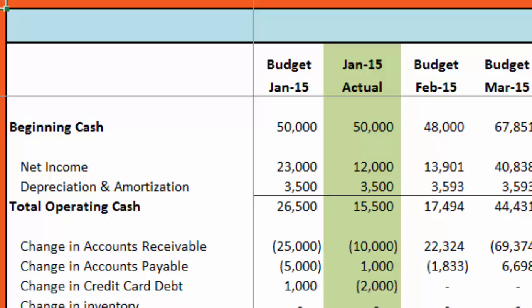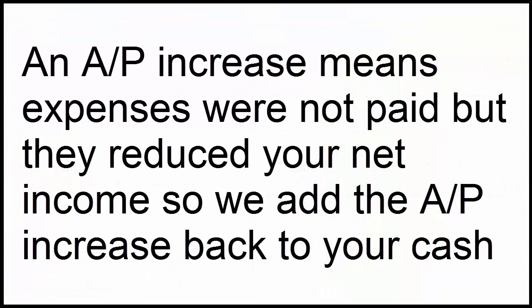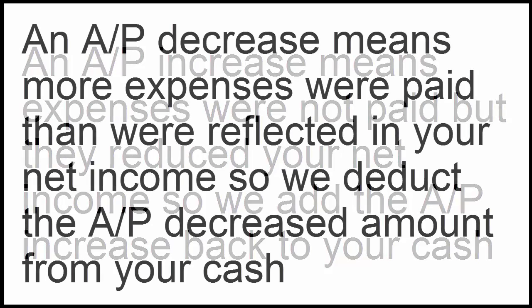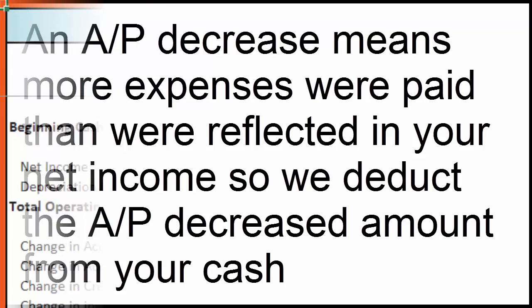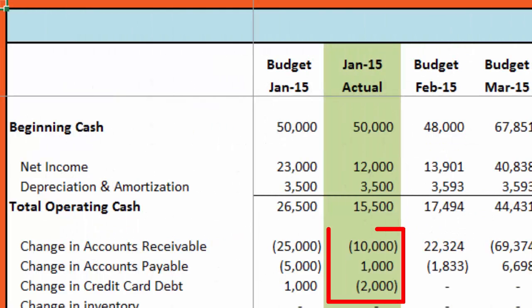When your accounts payable amount increases over last month's amount, we know that you didn't pay for all of the expenses that reduced your net income, so we add back the difference to your cash. When your accounts payable is less than last month, we know that you paid for more expenses during the month than are reflected by your net income, so we deduct that amount from your cash. While these additions and subtractions for payables and receivables may seem confusing at first, once you work through your control panel a few times, the logic will become increasingly clear.